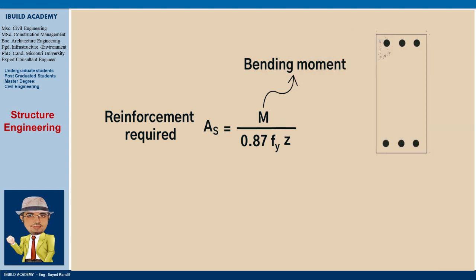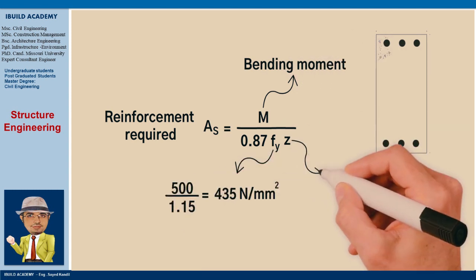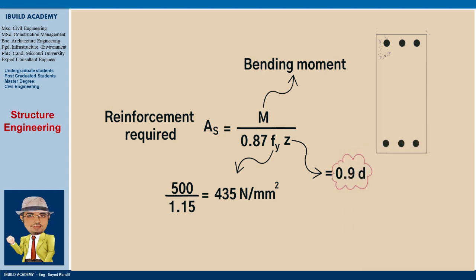You only have three variables: the ultimate moment from the analysis, the steel strength, which is just a constant, and the effective depth, which you can work out from the compressive face of the concrete to the center of the reinforcement. It will be straightforward with this equation to determine what reinforcement you need and if the depth will be adequate.